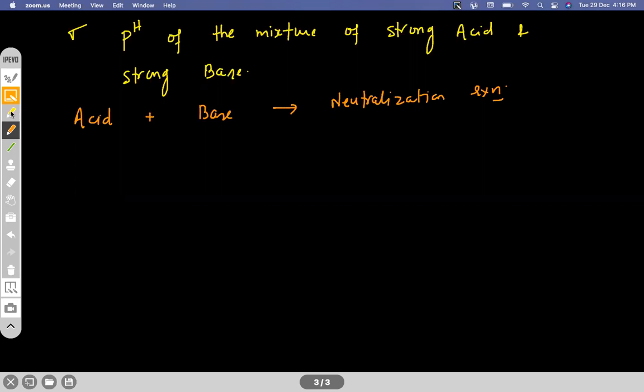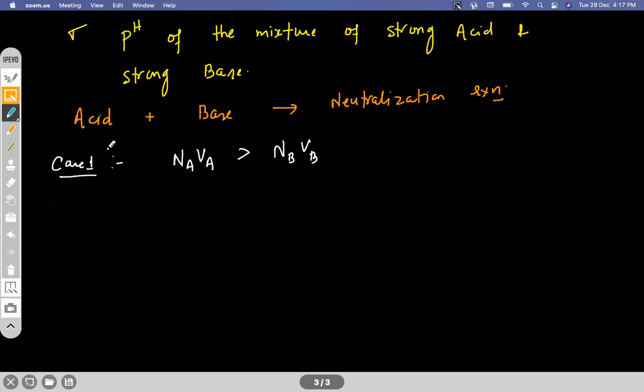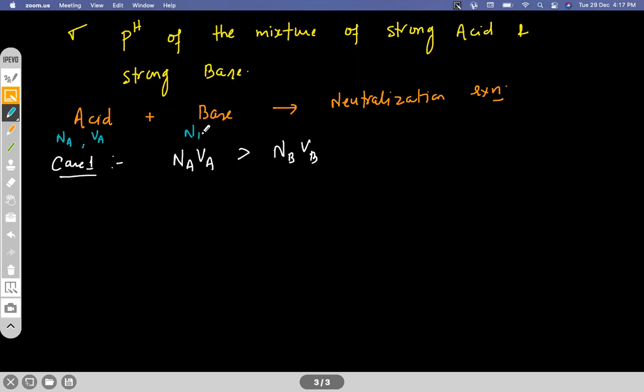Okay. So in case one, I am assuming the number of equivalents of acid, NaVa, which is normality into volume, is greater than the number of equivalents of base. Obviously, when this is given, they will give you normality or molarity, like normality of acid and volume. If normality is not given, then molarity will be given. And we know normality is equal to molarity into n factor. So accordingly, you can calculate. NbVb is the normality and volume of the base we have.